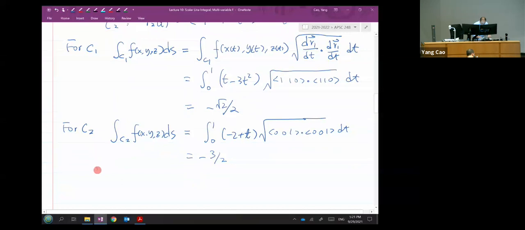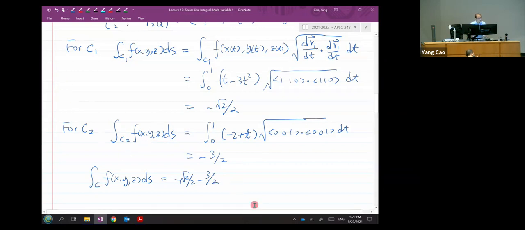Okay, so then you add them up. So the overall integral over this C is equal to negative √2 over 2 minus 3 over 2. So that's piecewise curves: calculate separately and then add them up. Right? So there's really no trick at all. Typically the only trick is the first step: get the parametric equation correctly for each segment of the curve. Good. Okay.